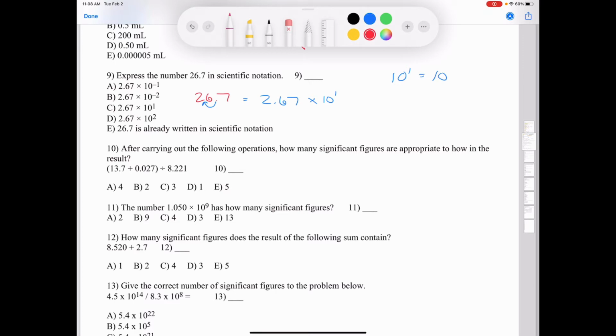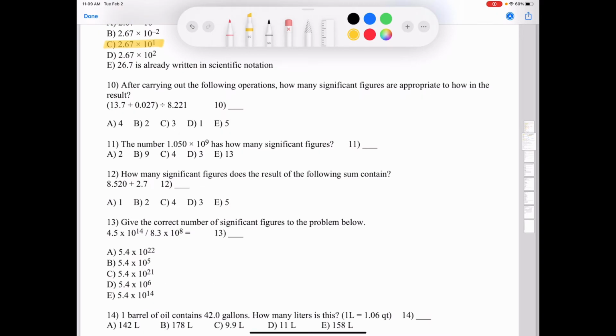So I think that everybody can do this math in their head. 2.67 times 10 is 26.7. So our answer totally works out. But again, you need to be rock solid on being able to convert numbers into scientific notation. All right, let's take a look at another problem.